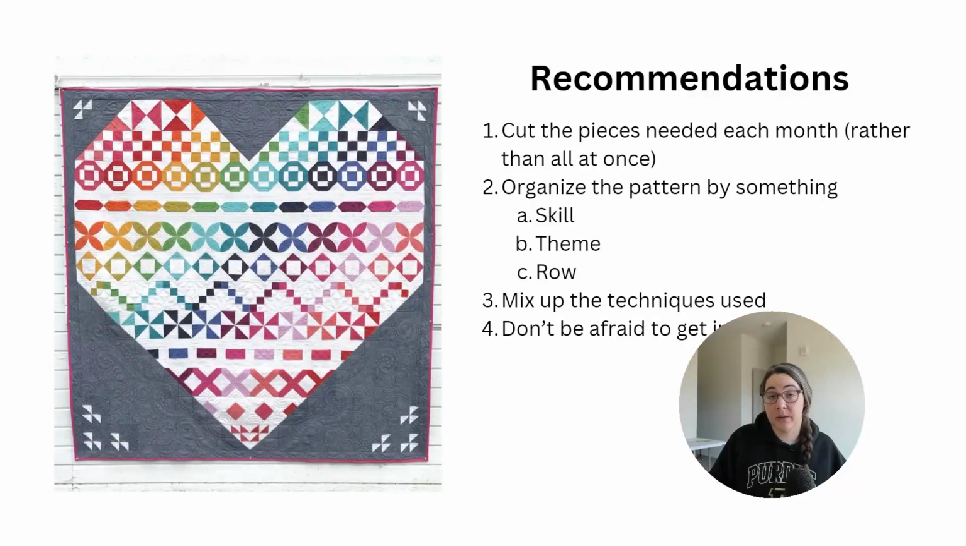You could also do it by theme. So if you've got a 12-month pattern where in January you're doing snowflakes and things like that, and then in summer you've got sunshine and beaches, you could organize it by theme, so that each of the themes matches up with the time of year that they're going to actually be sewing these things in. I'd say that's less common, but that is one of the options. And then if it's a row quilt, like we talked about, you could just go in order, right? Row 1, row 2, row 3, row 4.